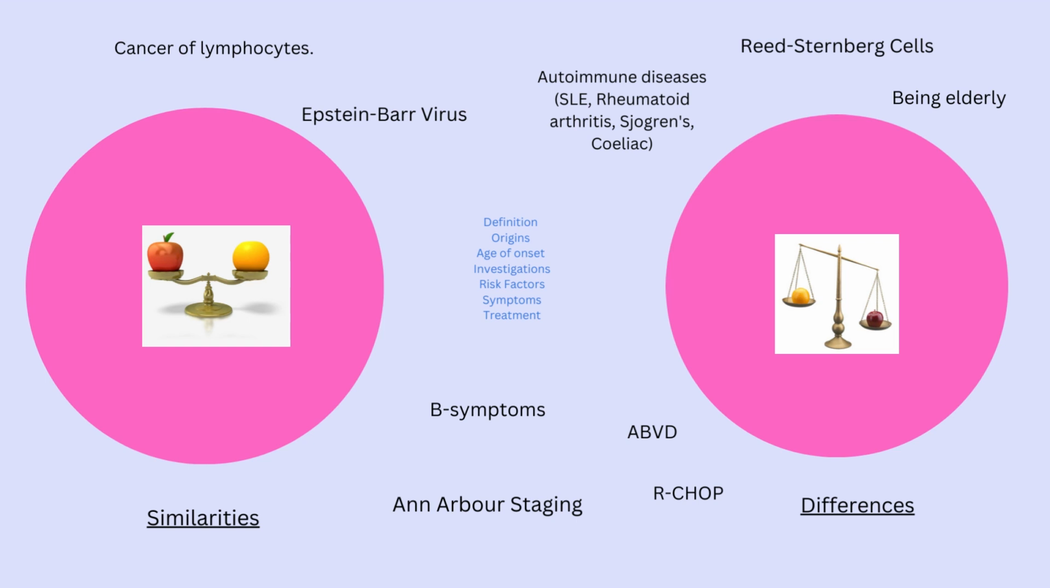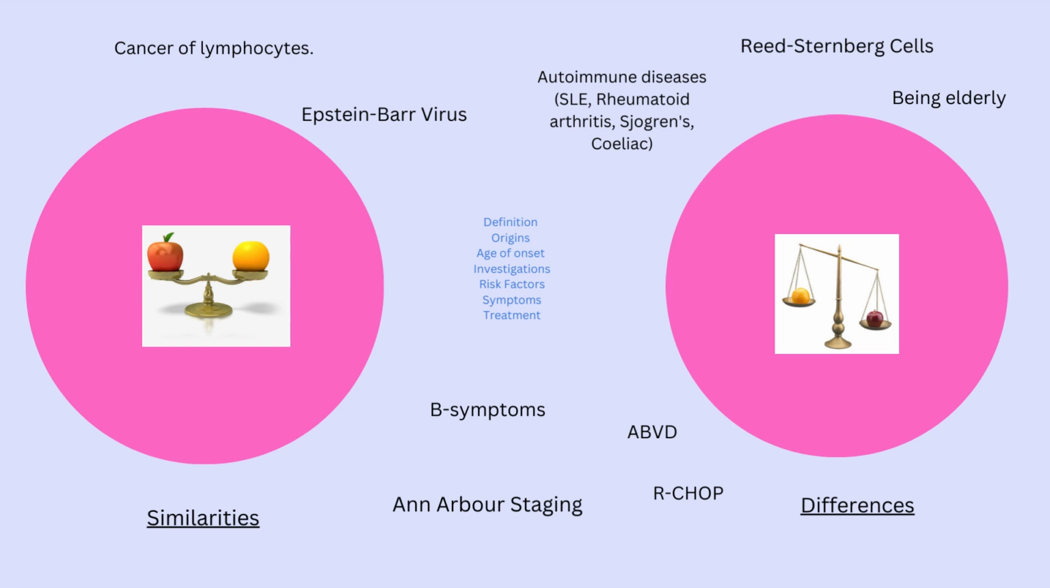A key difference that you want to keep in mind is the presence of Reed-Sternberg cells. These are described as mononucleus cells with very large nuclei, almost having an owl eye appearance. Upon lymph node biopsy, these will be present in Hodgkin's lymphoma and are a very key characteristic of it. However, you will not find them in non-Hodgkin's lymphoma.